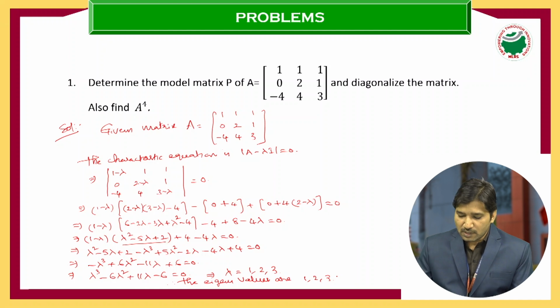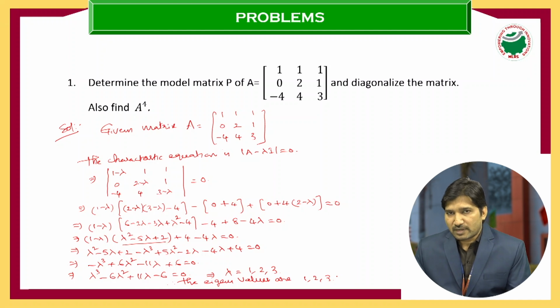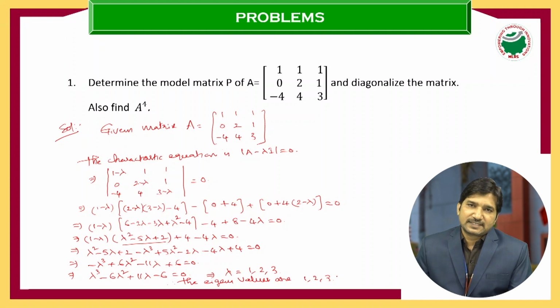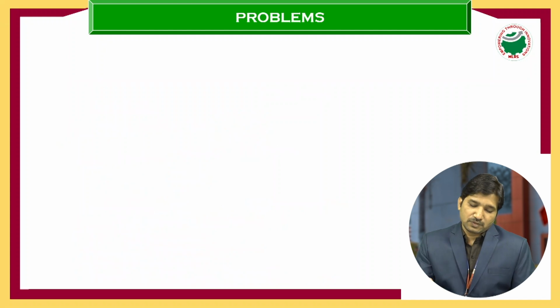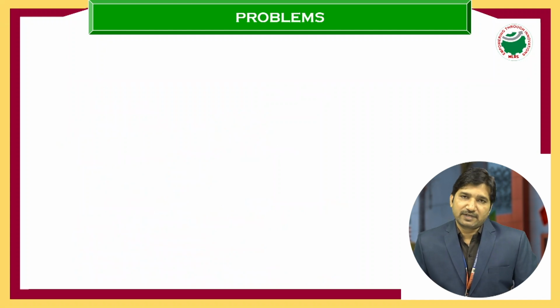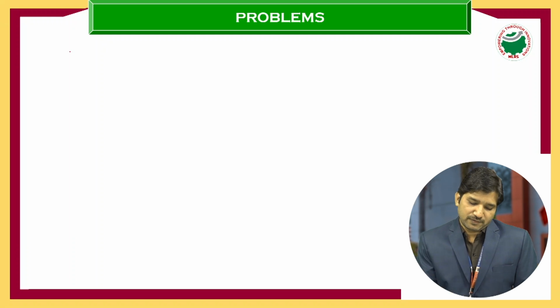So now we have already found the eigenvalues. Now we have to find the characteristic vectors, that is eigenvectors. Next, find the eigenvector corresponding to the eigenvalue lambda equal to 1. Therefore, first, the eigenvector for lambda equal to 1.